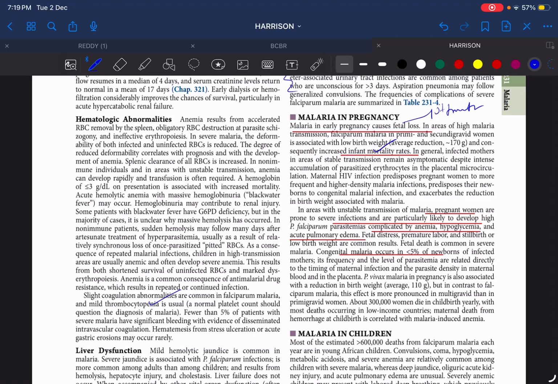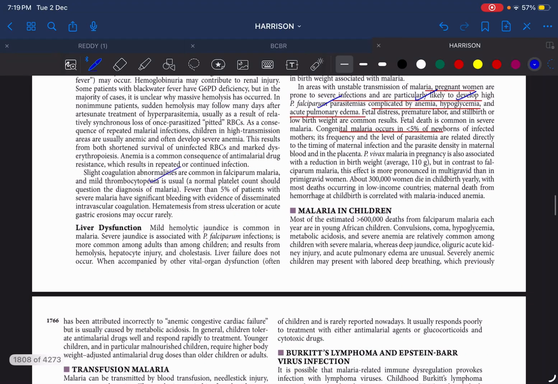Remember, what are the complications which can occur very commonly in pregnancy? Anemia, number one; hypoglycemia, number two; and acute pulmonary edema, number three. Why? Because pregnancy itself is a high cardiac output state, with increased plasma volume. That is the reason acute pulmonary edema is very common, especially in malaria in pregnancy.